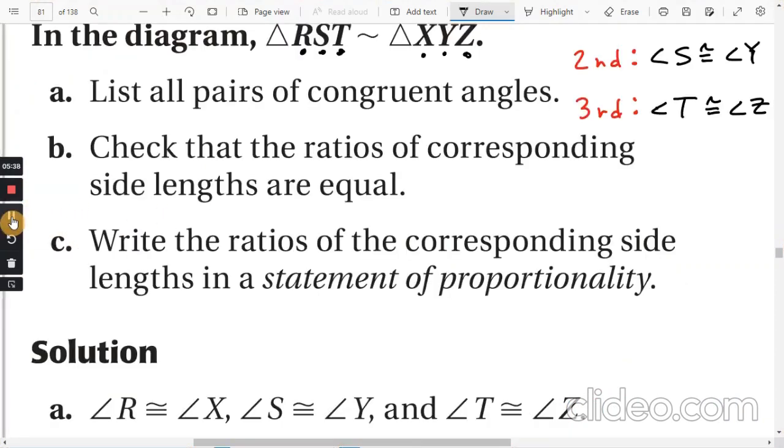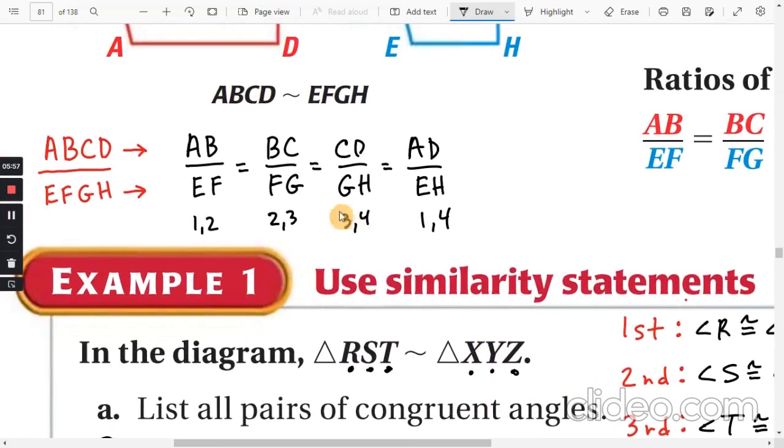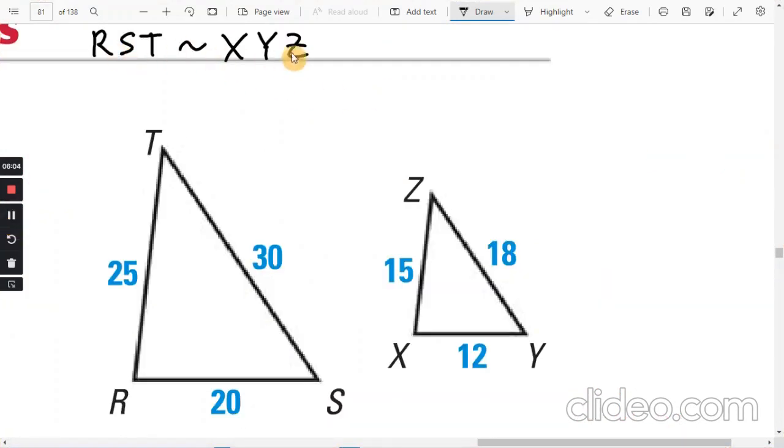All right, let's do B and C at the same time. B is to check that the ratios of the side lengths are equal, and C is to write the ratios of the side lengths in a statement of proportionality. So I suggest you do C first and then B. Okay, and in order to write the ratios, do it the same way we did in the previous exercise. So let's see the diagram. Okay, so here's the statement. I just recopied it. Please use that to write the ratio and proportion for the side lengths, please.